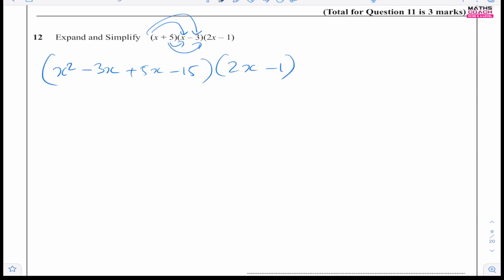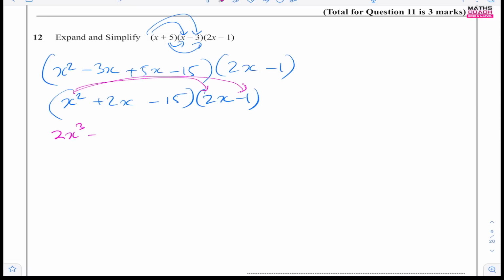Collect all the like terms here, so I have x squared plus 2x minus 15 and 2x minus 1. Now I'll expand with the 2x minus 1 bracket. So this will multiply with that, and then this. So I get 2x cubed minus x squared. Next I will do 2x times by 2 and 2x times by minus 1, giving me plus 4x squared minus 2x. And finally I'll do minus 15 times by 2x, which is minus 30x, and minus 15 times by minus 1, which is plus 15.